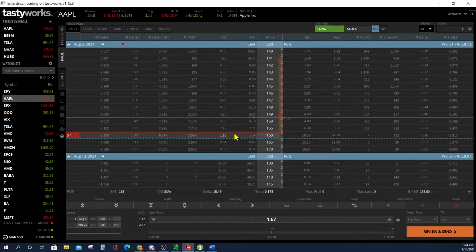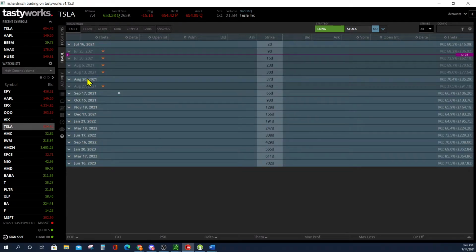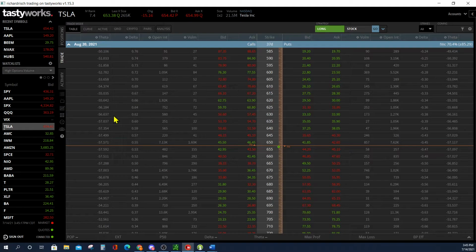You want to be able to have the buying power to close that, which is why when you start playing ticks like Tesla, there's a lot of buying power involved in trying to close one out like that. Let me give you an example with Tesla. Let's say our thesis on Tesla is that it is going to go to 200. Just kidding. Let's say our thesis on it is it's going to go to 700.